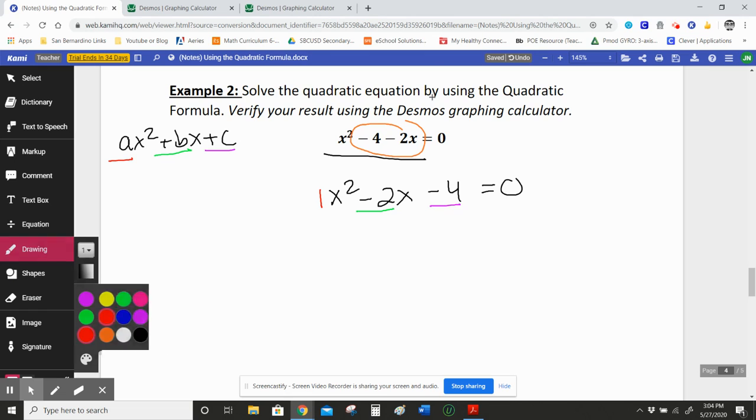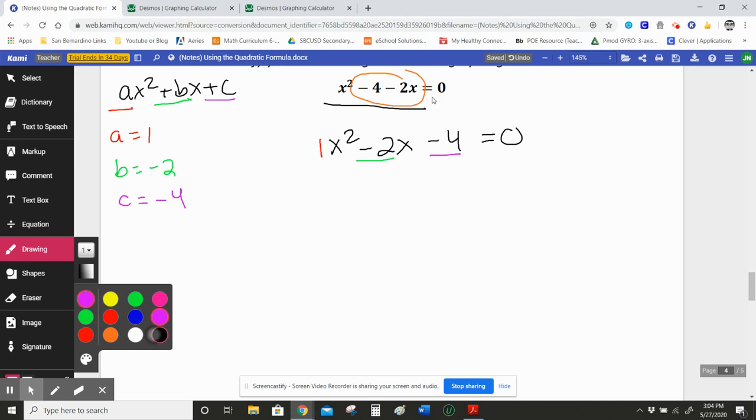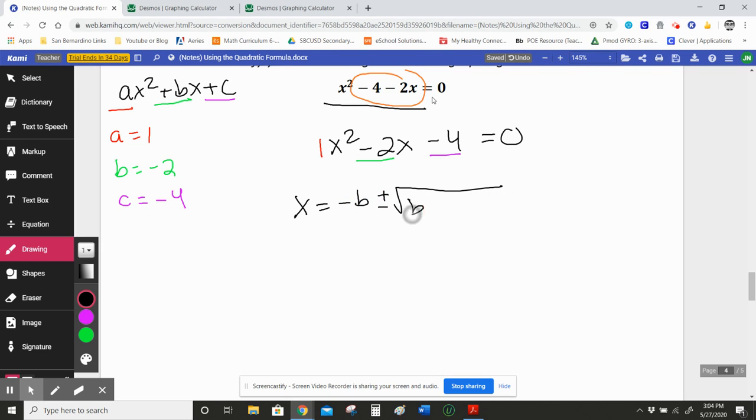So now that I have these three values, a is equal to 1, b is equal to -2, and c is equal to -4, I can plug them into the formula that I have memorized, right? So the quadratic formula is the following: x equals opposite b plus or minus the square root of b squared minus 4ac, all over 2a. So when I plug it into the formula and simplify, I basically get my solutions or my roots.